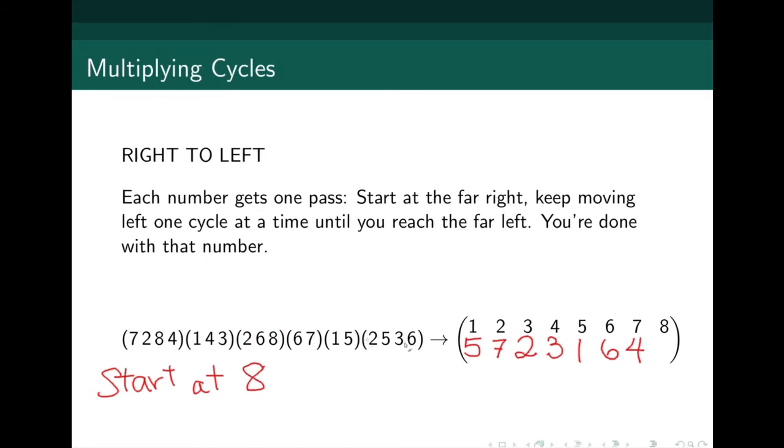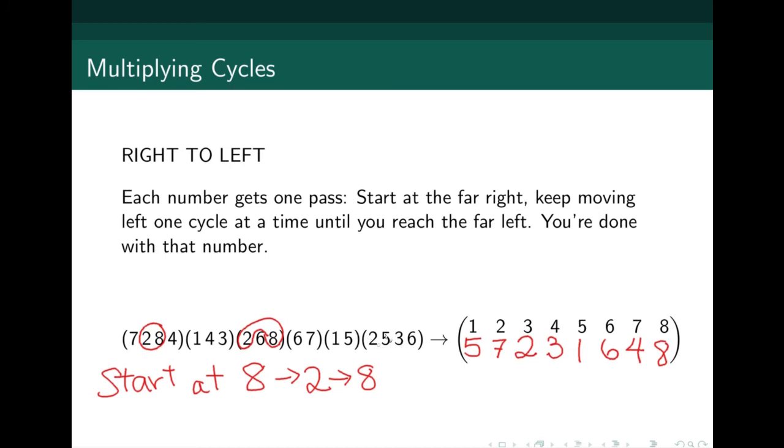Finally, we're ready to talk about the 8. What happens to 8? Well, nothing happens to 8 in the first cycle. Nothing happens to 8 in the second cycle. Nothing happens to 8 in the third cycle. Here we find an 8 that goes to 2. Nothing happens to 2. And then 2 goes back to 8. So at the very end, 8 ends up at 8.